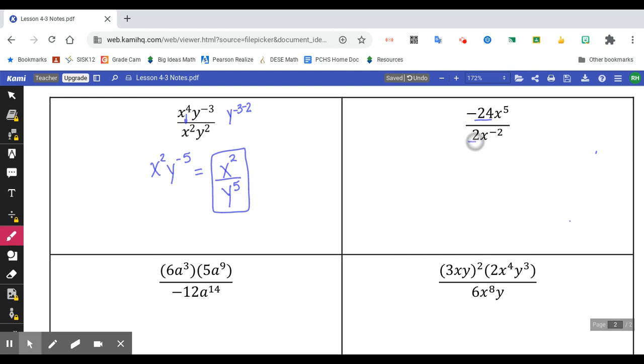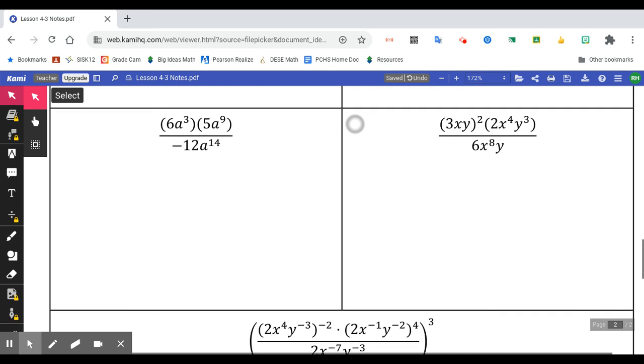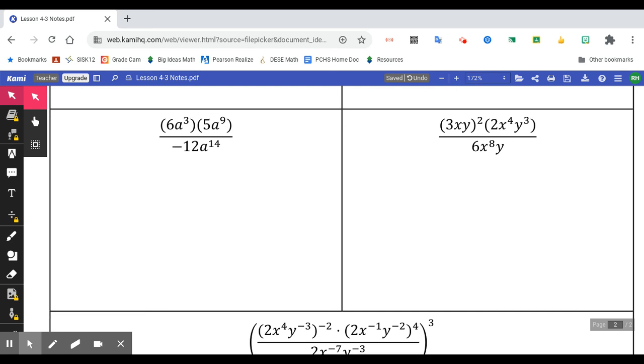Divide coefficients. So negative 24 divided by 2 is negative 12. This would be x to the 5th minus negative 2, which means we add, so it's x to the 7th. The 12 doesn't drop because it has a positive exponent. It's just a negative number. Whoops. Positive exponents don't have to worry about it, okay? All right. Got a few more here.